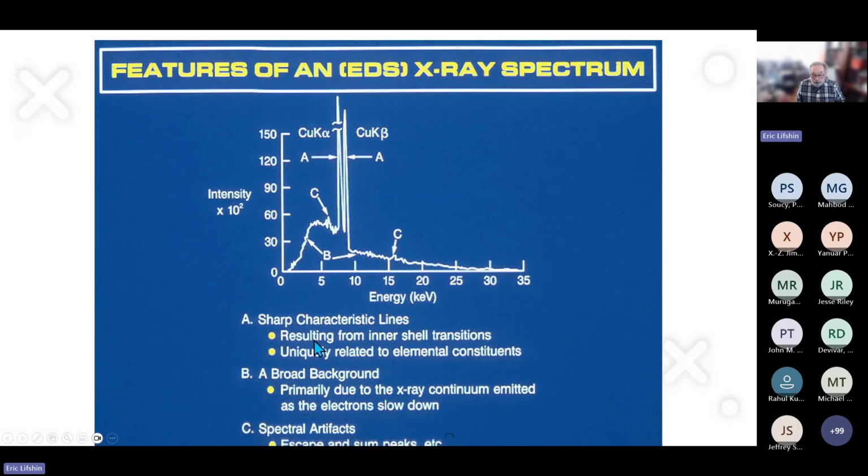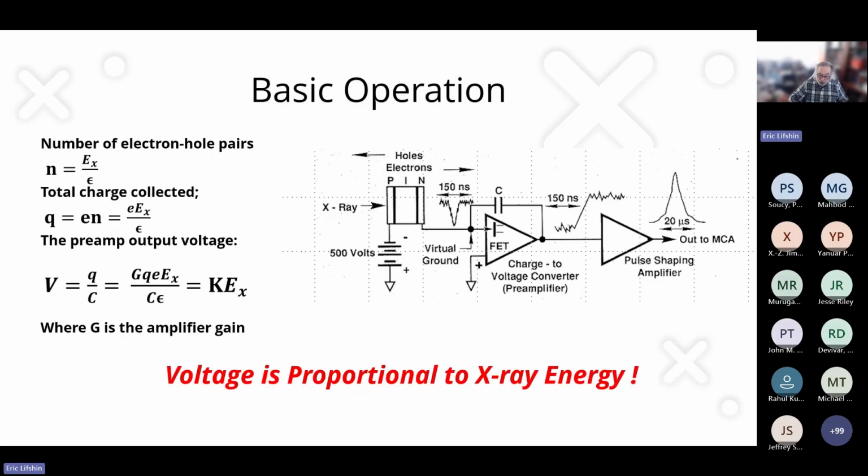And then you can get artifacts which are called escape peaks and sum peaks. The sum peak, I'll just mention, is when two X-rays enter the detector at the same time with the same energy, but the detector can't distinguish between them.